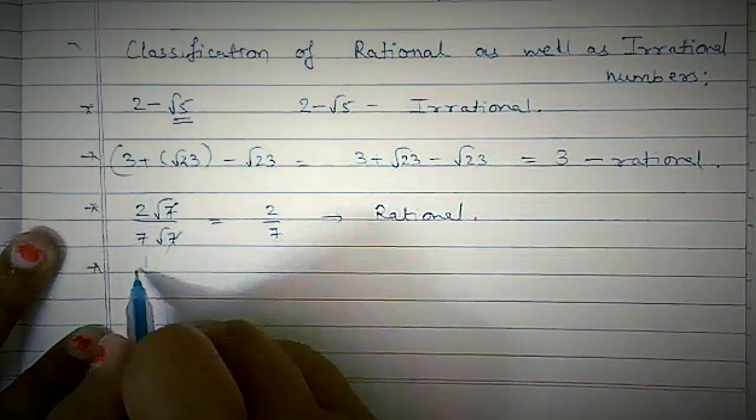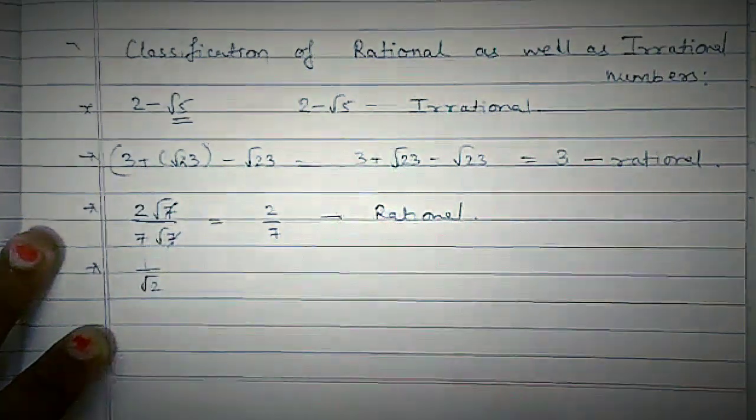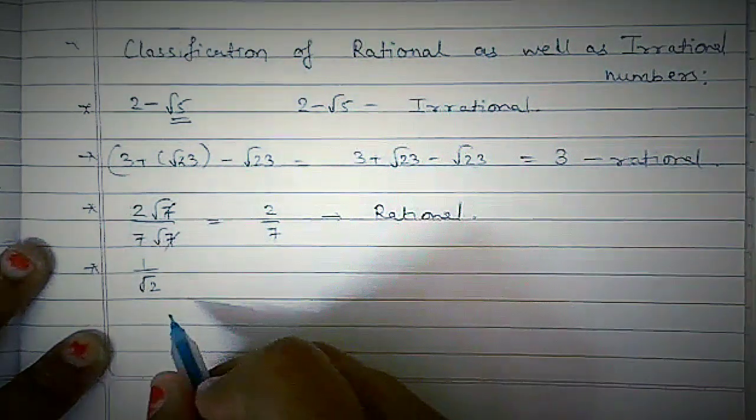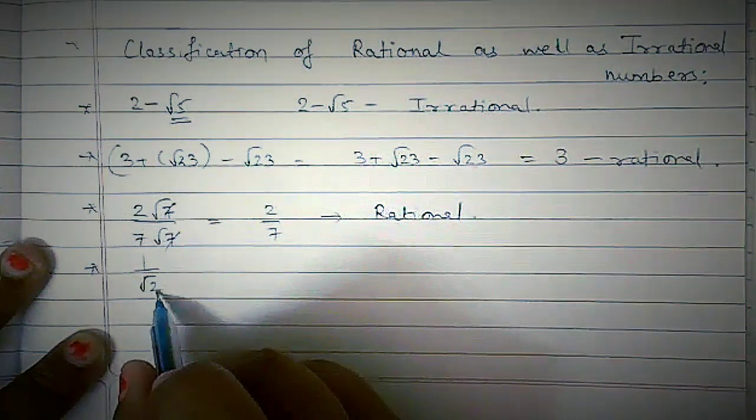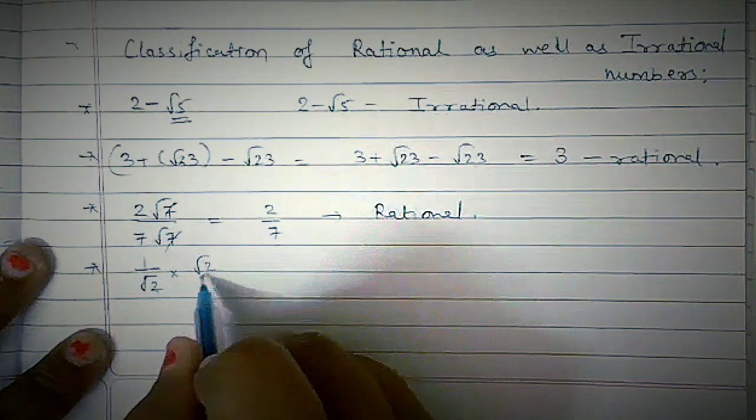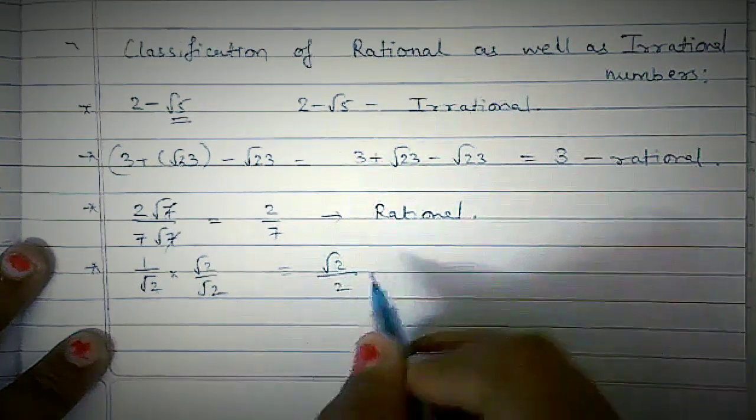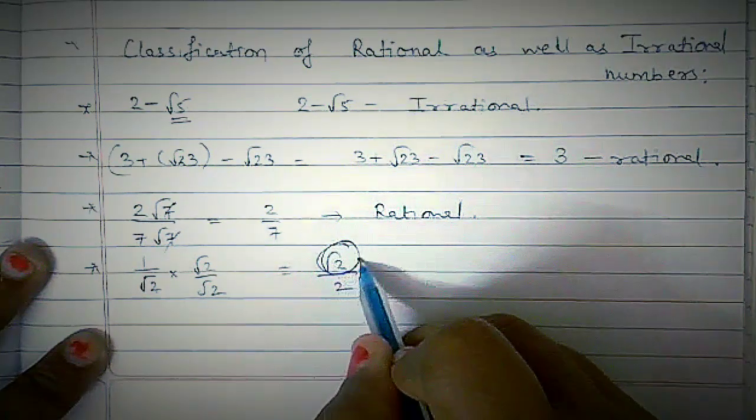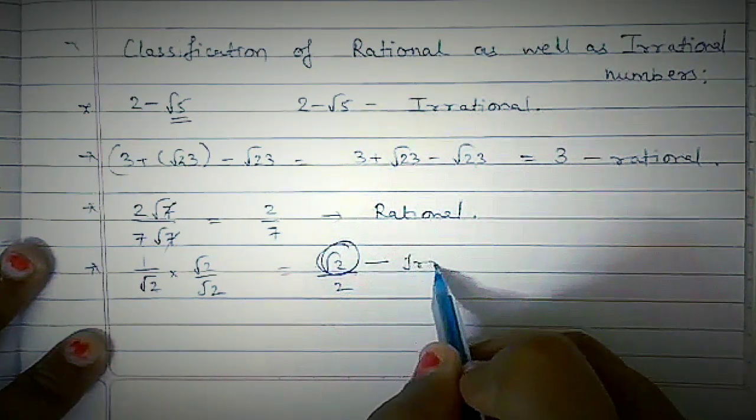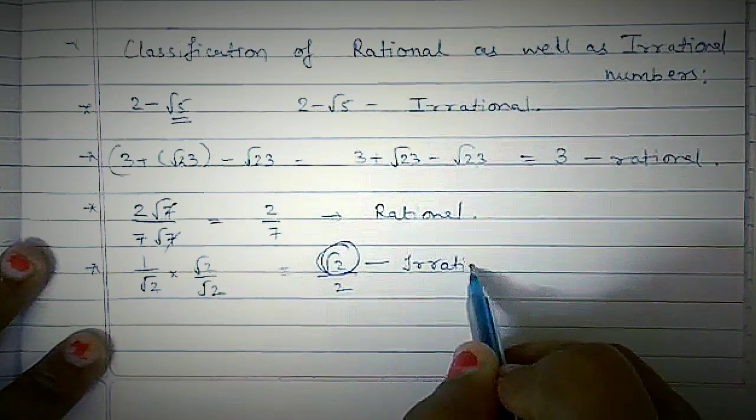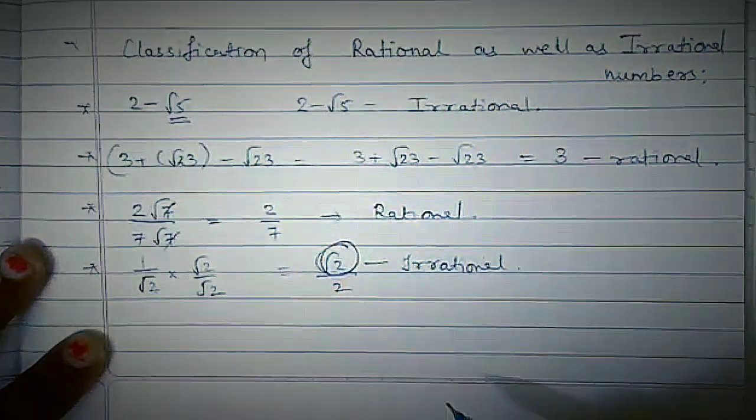If we find out 1 upon root 2, first of all, for 1 upon root 2 we need to rationalize the denominator. So we will multiply and divide by root 2. So this will become root 2 upon 2. But still we are getting the numerator as an irrational number. And so the number itself is an irrational number.